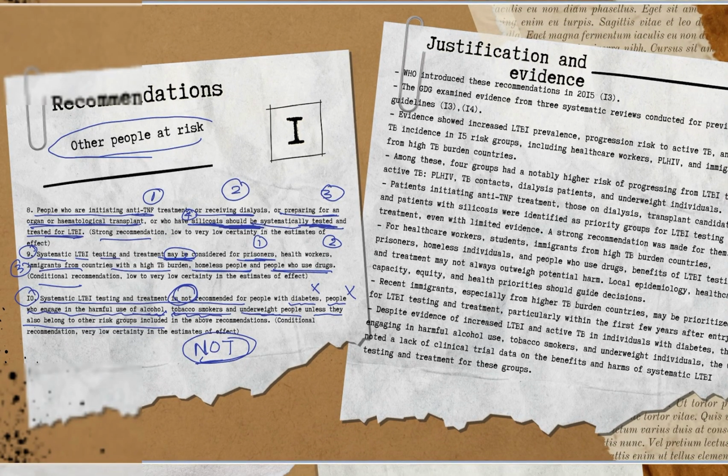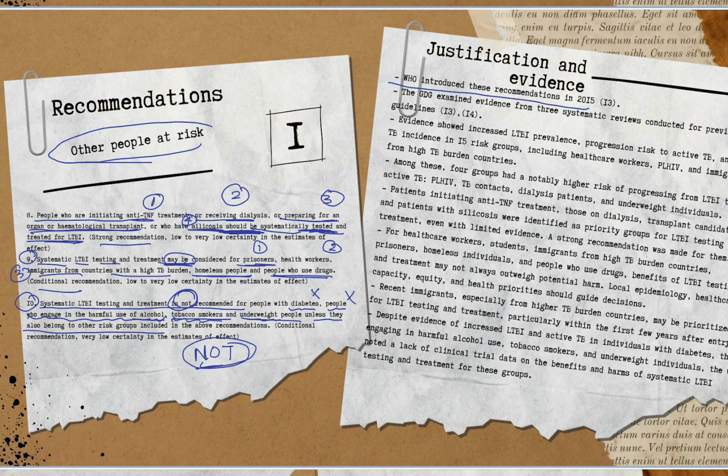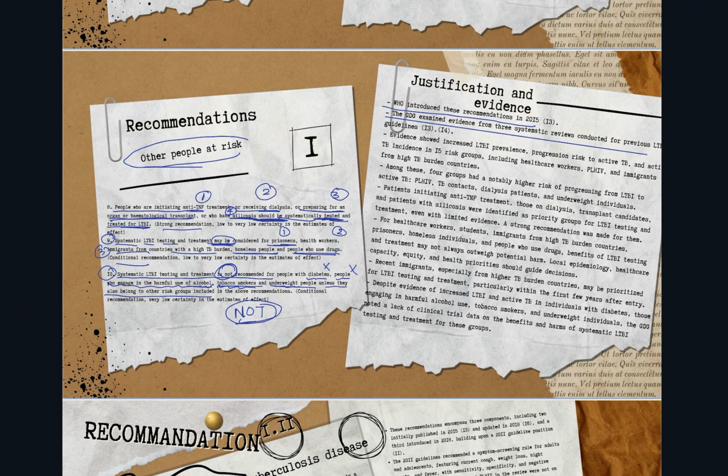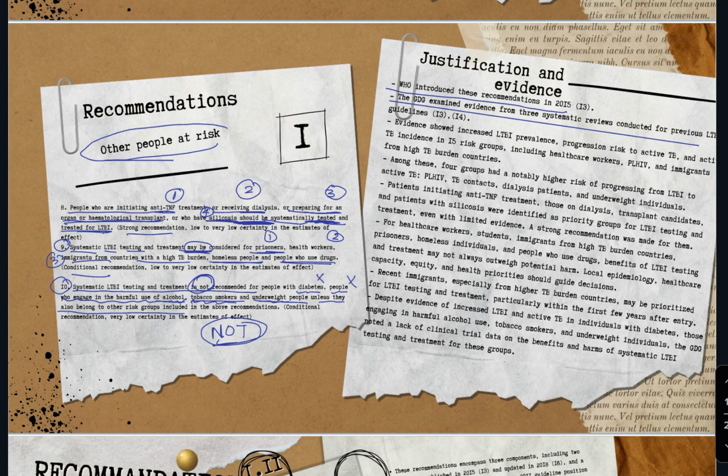On the evidence: WHO introduced these recommendations in 2015. The GDG examined evidence from systematic reviews conducted for previous latent TB guidelines. The evidence showed increased latent TB prevalence, progression risk to active TB, and active TB incidence in 15 risk groups, including healthcare workers, people living with HIV, and immigrants from high TB burden countries. Among these, 4 groups had a notably higher risk of progressing from latent TB to active TB: people living with HIV, TB contacts, dialysis patients, and underweight individuals.